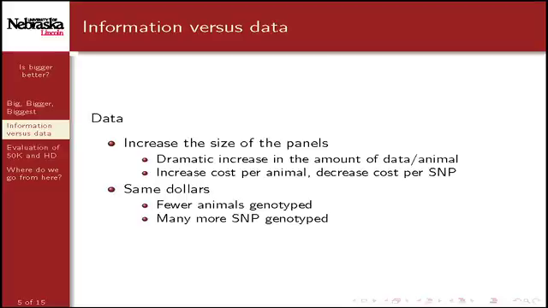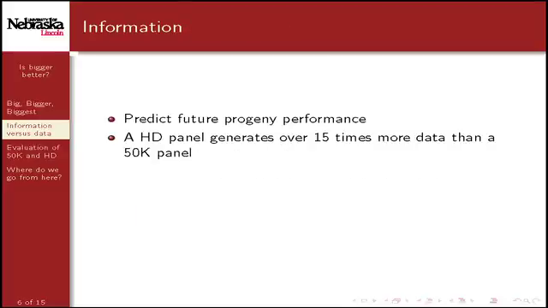Am I getting twice as much information for twice the cost? Ideally, I get more. Now, what we're interested in is information. We get a lot more data in there, and what we're trying to do, when we really get down to it, is predict future progeny performance. That's what we're looking at. Everything else is just window dressing. As I said, that high density panel is generating 15 times more data than that 50K panel. I feel very safe in saying it doesn't have 15 times more information.